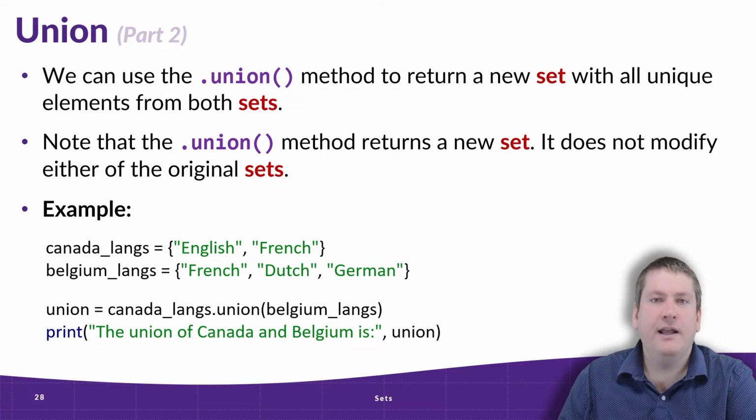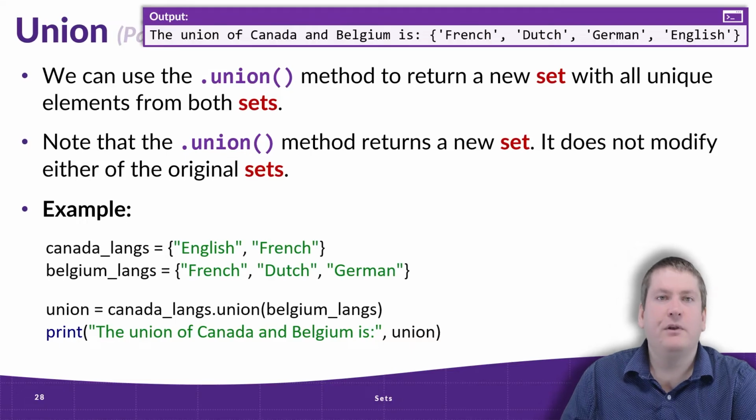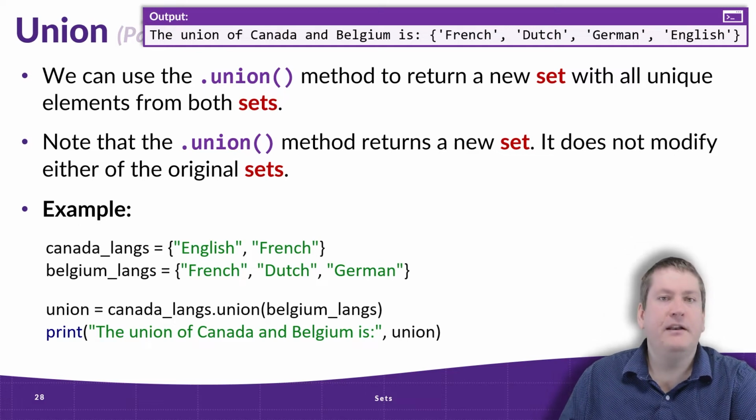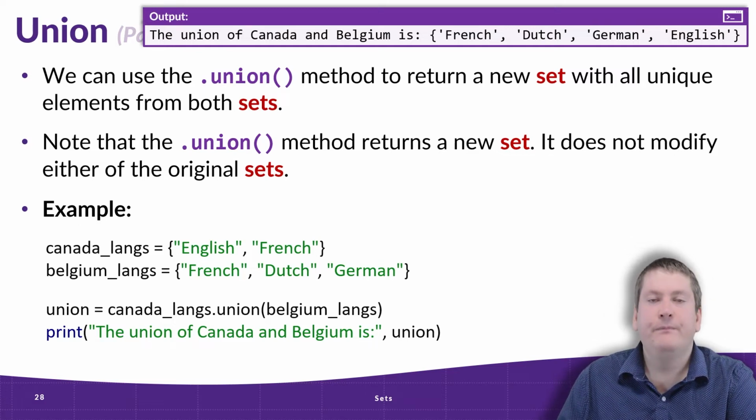So when we get to the print line, it's going to output this. The union of Canada and Belgium is French, Dutch, German, and English. Note that French isn't repeated, even though it was in both sets.